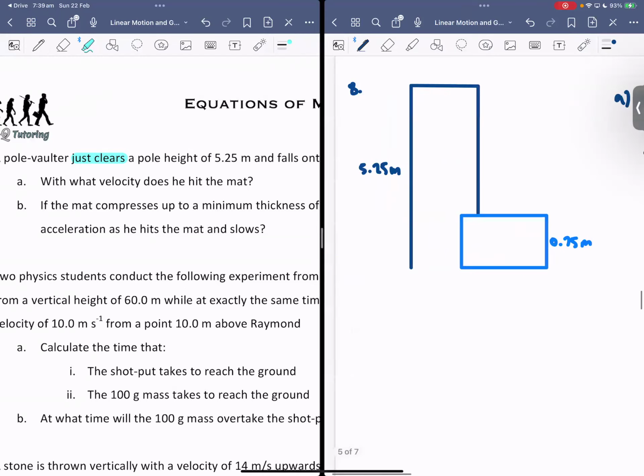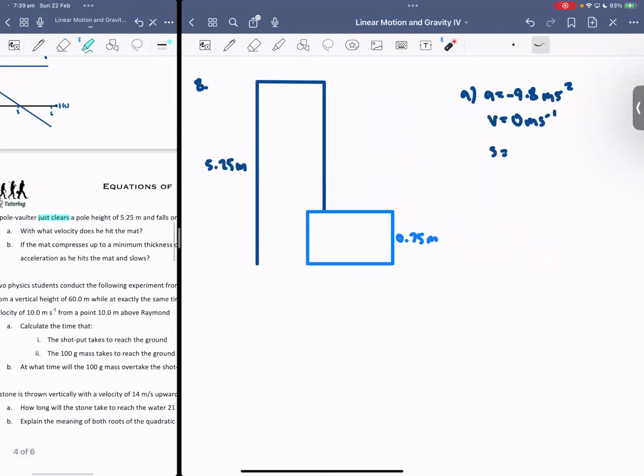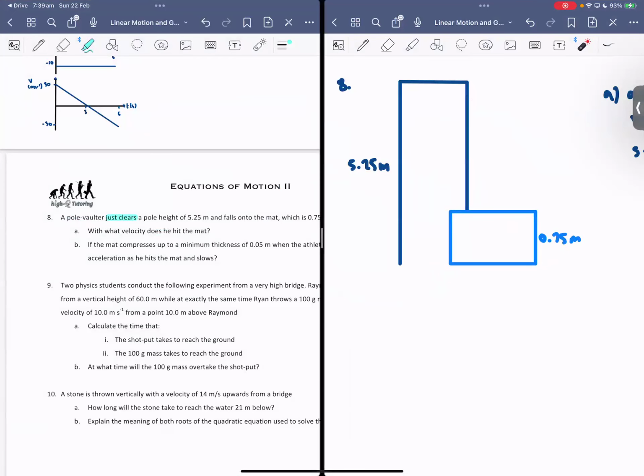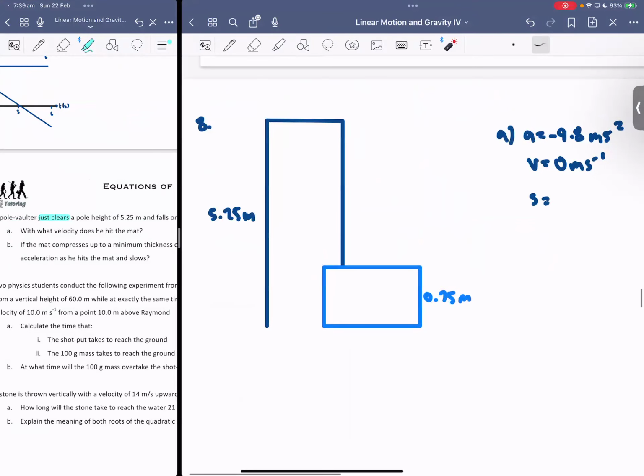And what's his displacement? Well, which part of the journey am I looking at? I need to decide which part of the journey I'm looking at. I want the speed with which he hits the mat. I don't care about this part of the journey, because it doesn't tell me the speed with which he hits the mat. This part of the journey does. I don't care what happens on the way up. I care about what happens on the way down, because the question's asking with what speed he hit the mat.